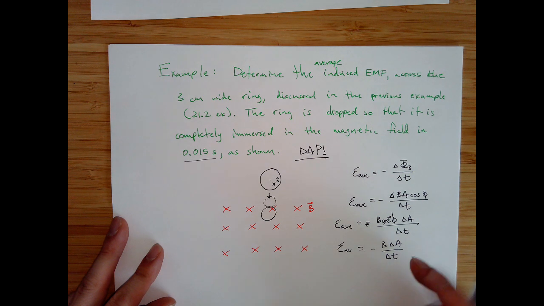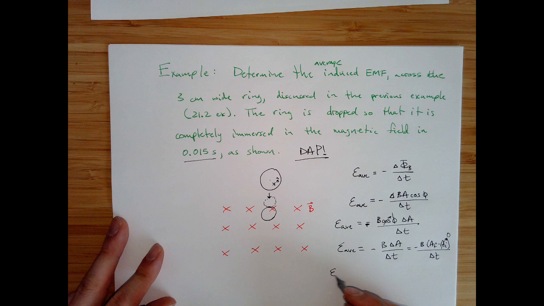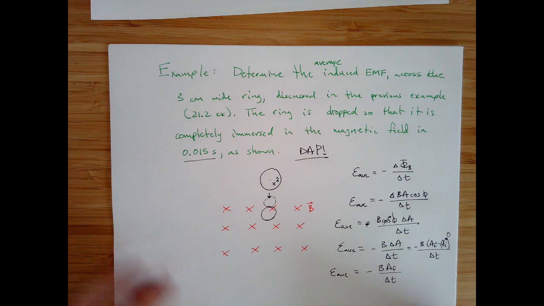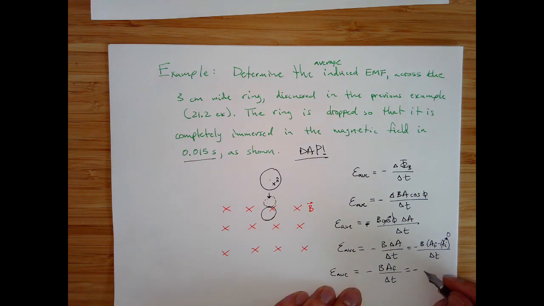Now we can open up this change in area. So we have negative B times A final minus A initial over delta t, and our initial area in the B field is just 0, isn't it? And so we can answer the problem. The average EMF is negative B A final over delta t, which is equal to, I think the B field from the previous example that we did was 0.381 Tesla.